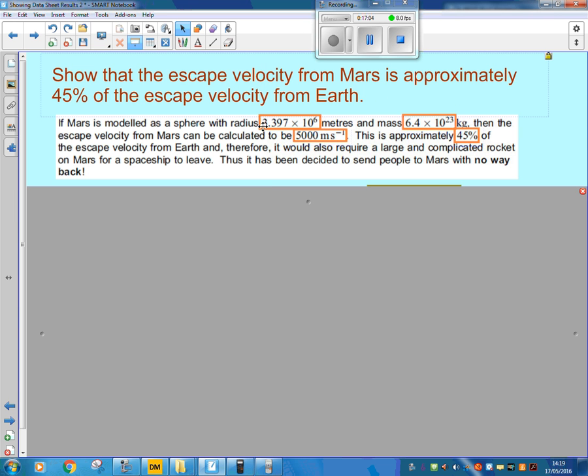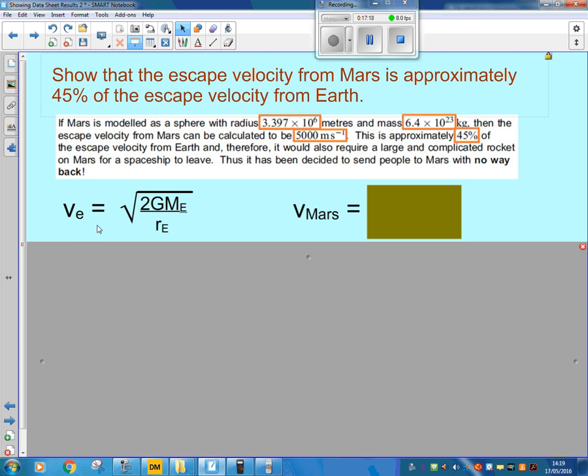We're told the radius of Mars, we're told the mass of Mars, and we're told the escape velocity, what it should be, about 5,000 meters per second, and that's about 45% of that for Earth. So let's see what happens. Well, the escape velocity from Earth was the square root of 2G times the mass of the Earth divided by the radius of the Earth. So for Mars I put M Mars rather than just M, because we were talking about the moon in the last video. I don't want M to count for both of them. So the escape velocity for Mars is 2G times the mass of Mars divided by the radius of Mars, but again, square root it all.